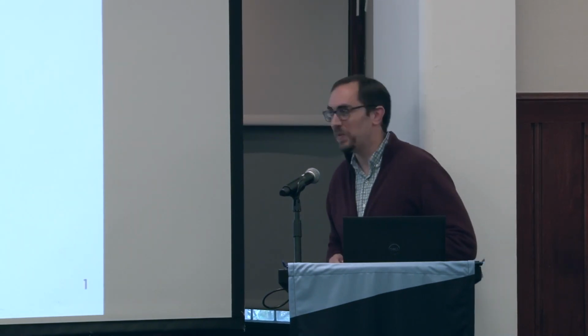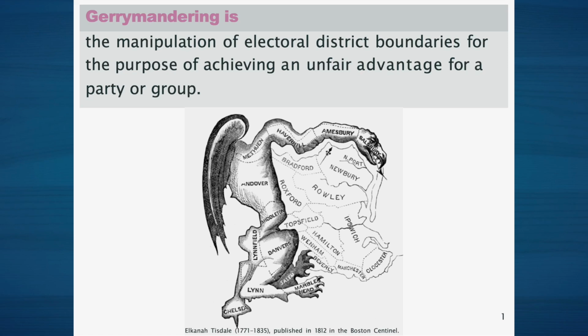So I first have the obligatory picture of the gerrymander, and I want to emphasize here that we're thinking about the manipulation of district boundaries for the purpose of achieving an unfair advantage for a party or group. The word I want to drill in on in a technical way is this word unfair. What does that mean exactly? And how can we use mathematics?